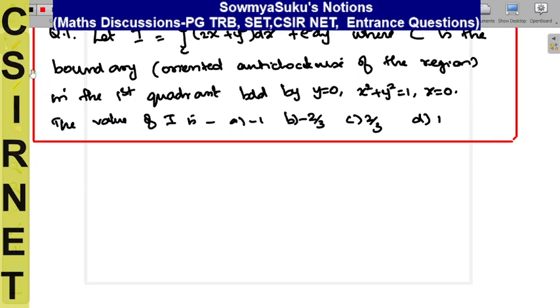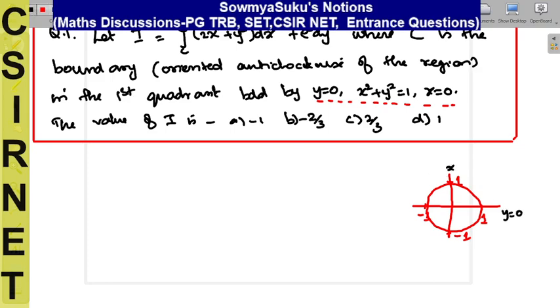So for that, the region is bounded by C, right? Accordingly, it is given y equal to 0, x² + y² equal to 1 and x equal to 0. So x² + y² equal to 1 is definitely a circle with radius 1, okay? So here 1 and here minus 1. And then it is given y equal to 0 and x equal to 0. Now, this is the portion C, the boundary.